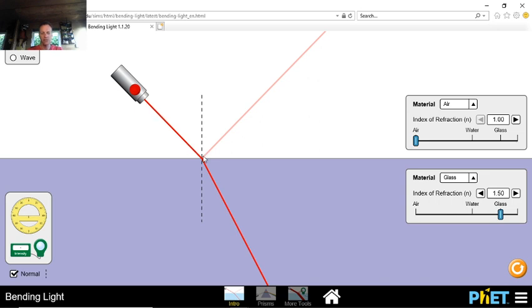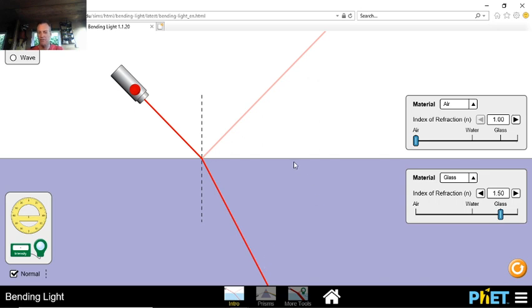Now notice you actually get some reflection as well. And this is really interesting, and this is where quantum physics helps us explain this. It took the physicists a long time to work out what was going on. You always get some reflection. Some light decides to reflect and some light decides to refract.